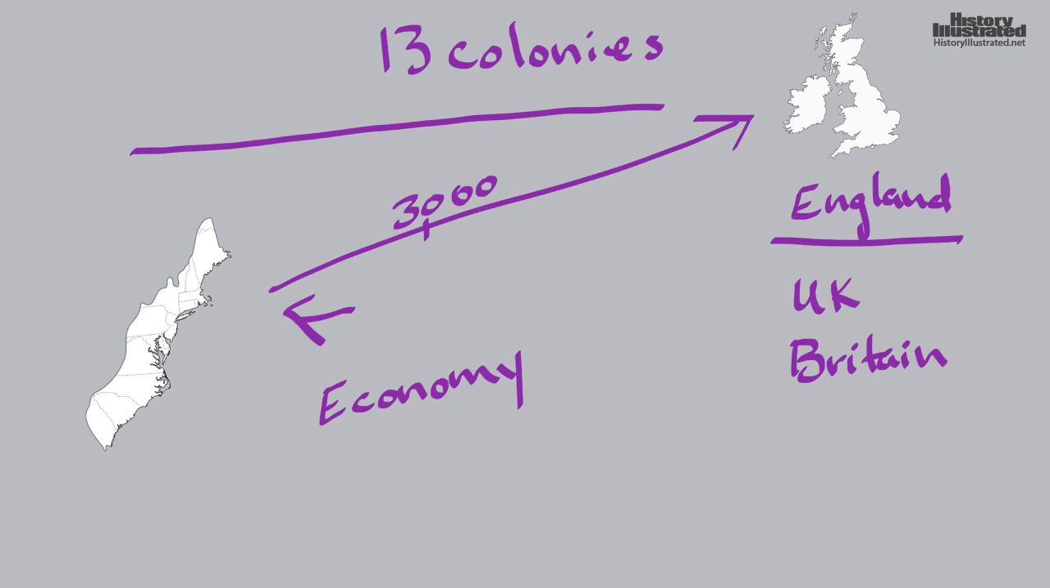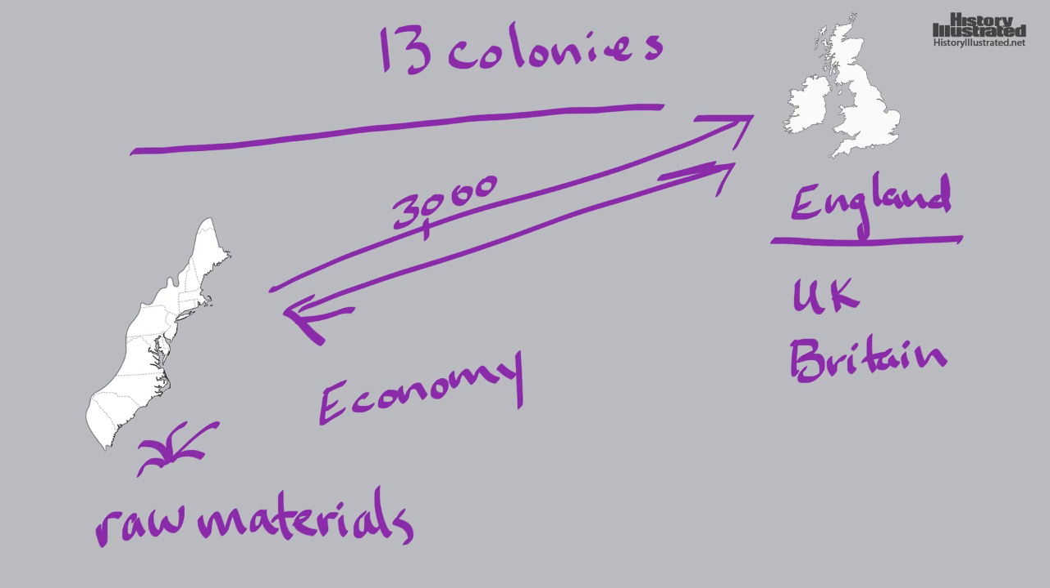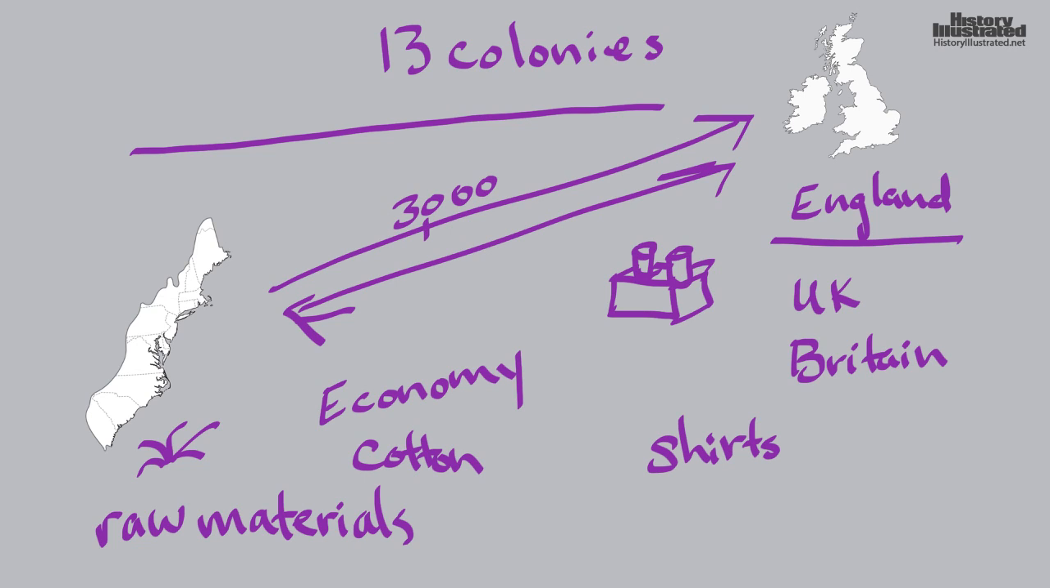For example, the 13 colonies might grow all kinds of food or other types of raw materials that they would send to England. England would then manufacture those materials into something that you can buy. For example, let's say that over in the United States, or the 13 colonies, they grow a lot of cotton. They would then send them to England, where they would turn them into shirts or something, for example, and then England could sell those shirts to the colonies.